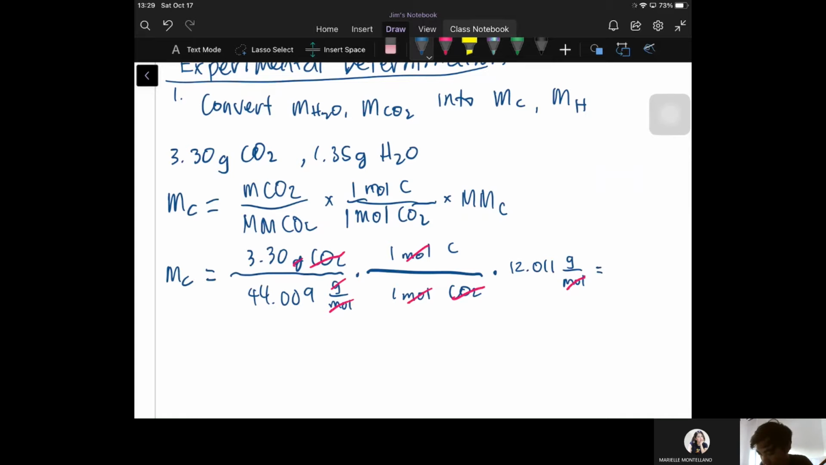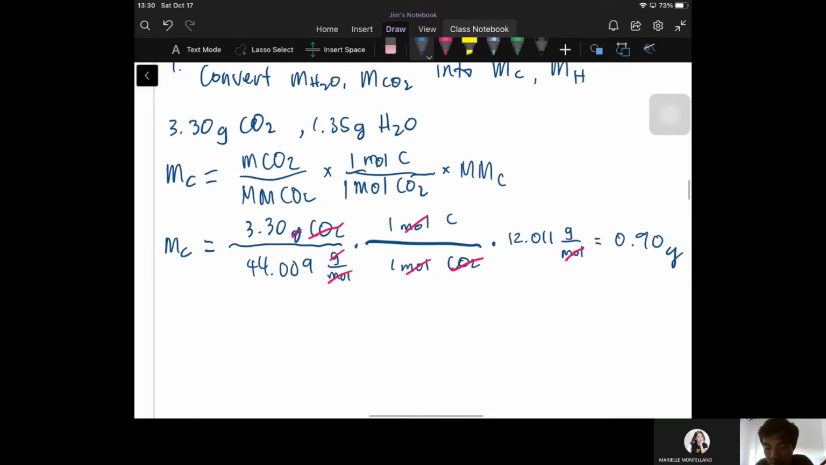Plug in ko lang sa calcio. That's 0.90. Okay, so we have mass of carbon equal to 0.90 grams. No? Okay, so ganun lang. So that's for carbon. Hydrogen naman.